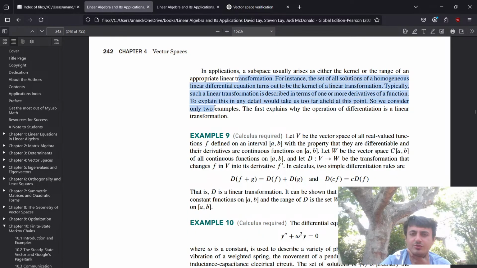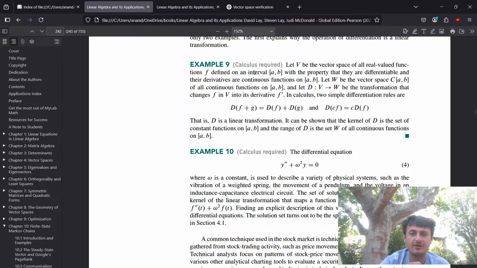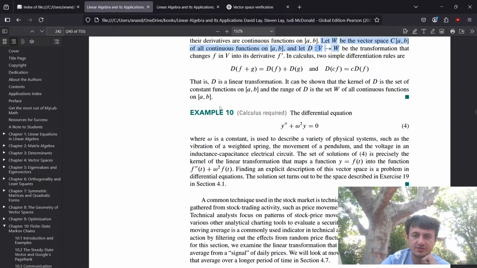All right, so here's some cool examples. Okay, so this one's really cool, and I think we've actually done this recently, but you basically show that the derivative operator, or the differentiation operator, is a linear transformation from the space of functions that are differentiable and have continuous derivatives, to the space of all continuous functions on the closed interval [a, b].